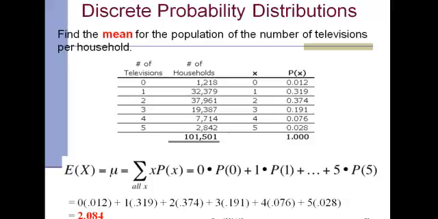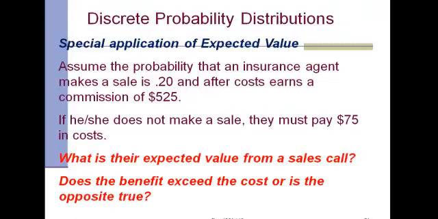So again, it's just a summation of all the different values of X times their probability. And in this case, that says that the mean expected number of TVs per household, the average in the United States, is 2.084 televisions.